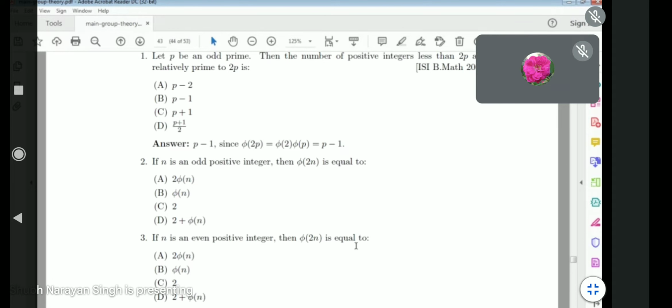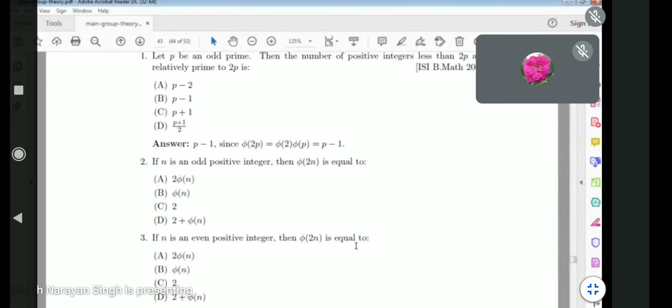It says suppose n is any odd positive integer. Then if you compute phi of 2n, phi of 2n is equal to which value among these four? Phi of n. How do you get phi of n? So phi of 2 into phi of n, then phi of 2 is 1. How can you write phi of 2n as phi of 2 into phi of n? How can you write?